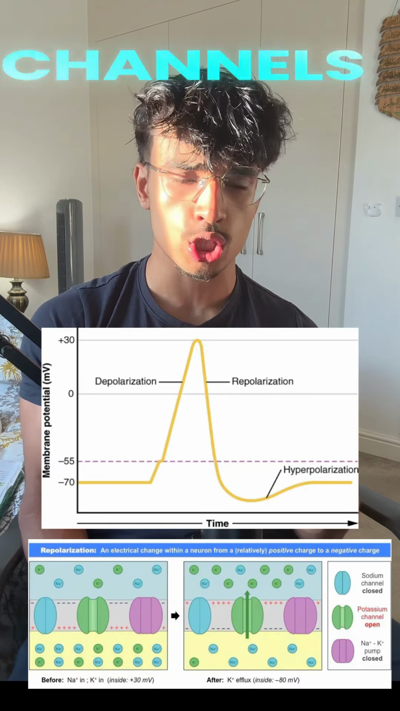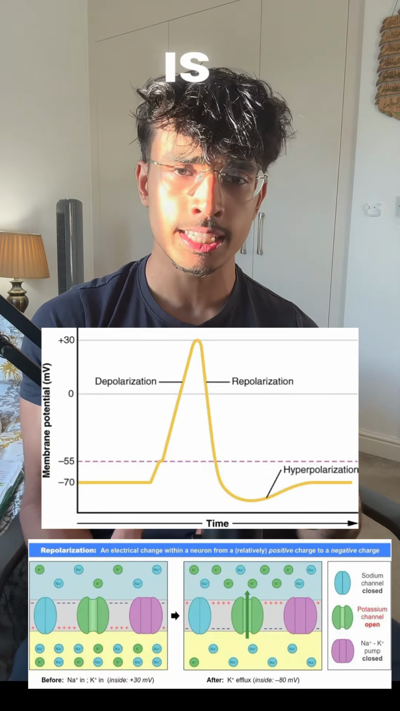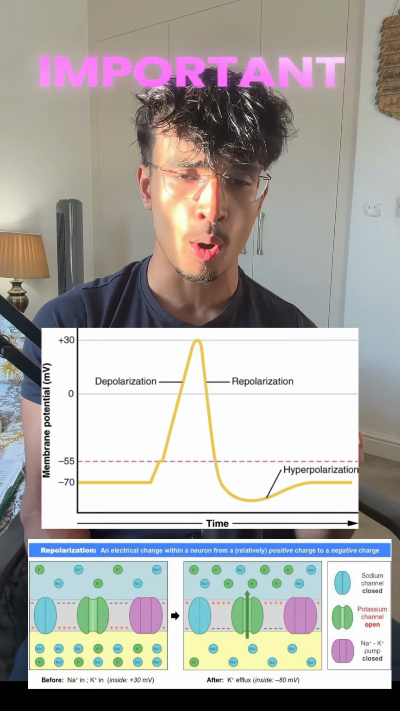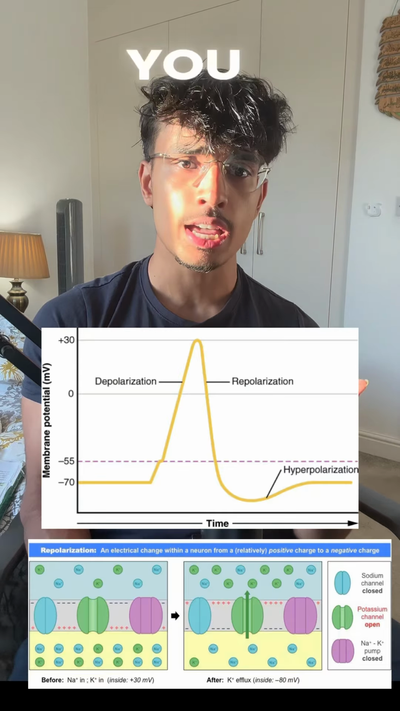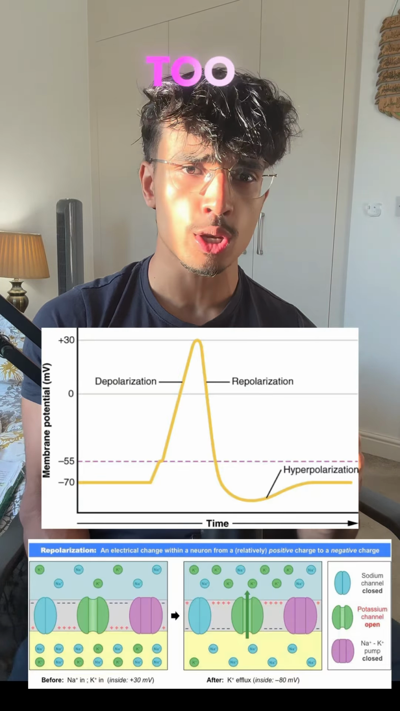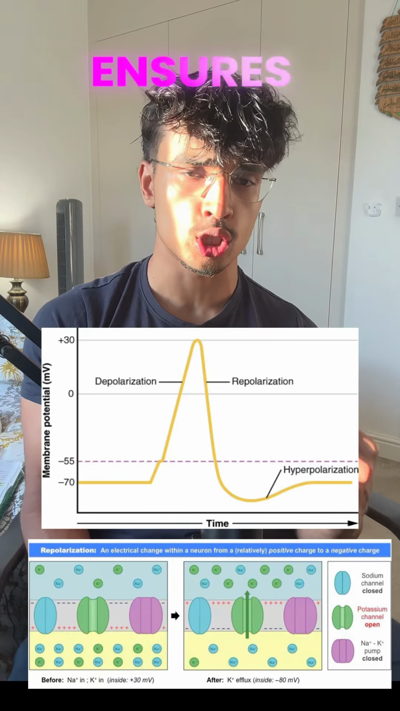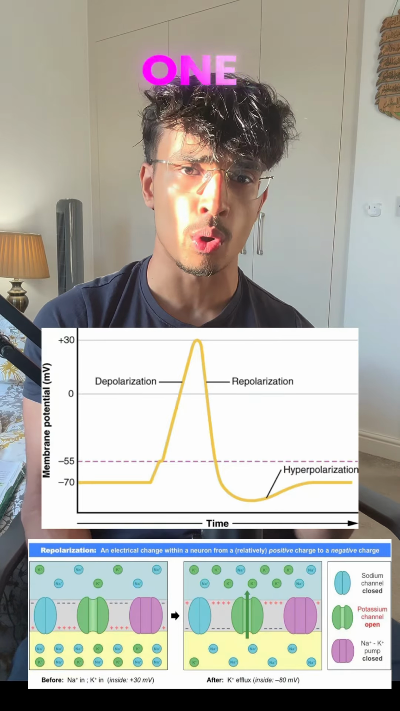When sodium ion channels close, essentially the refractory period starts. This is when another action potential cannot be stimulated. This is important because it ensures that action potentials are discrete impulses. You don't have too many of them, because if you had too many action potentials, this would overwhelm the senses, okay? And it ensures unidirectionality of action potential flow, so they go in one direction.